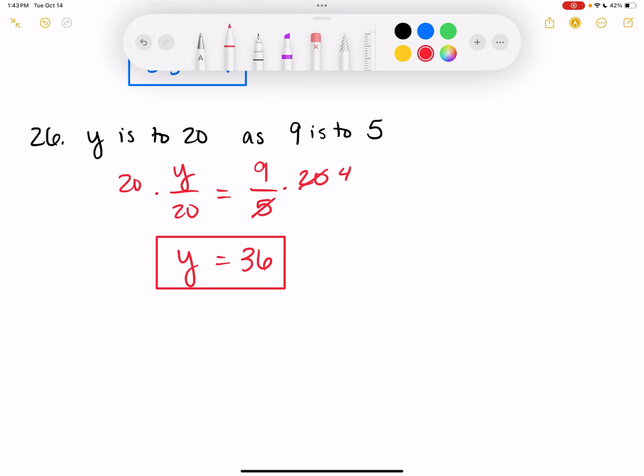All right, do this one on your own. 30. T is to 21 as 40 is to 28.